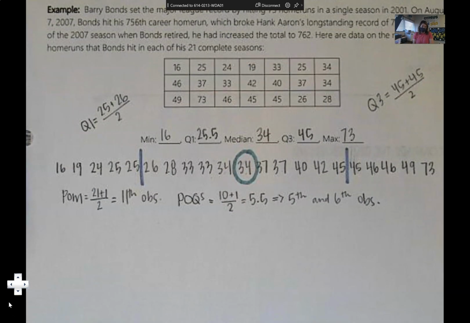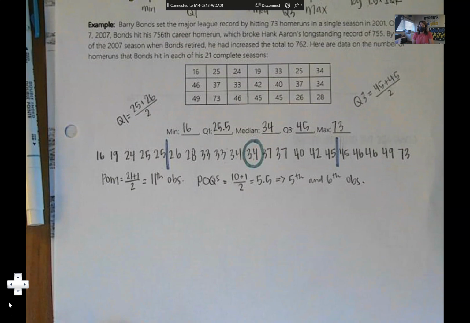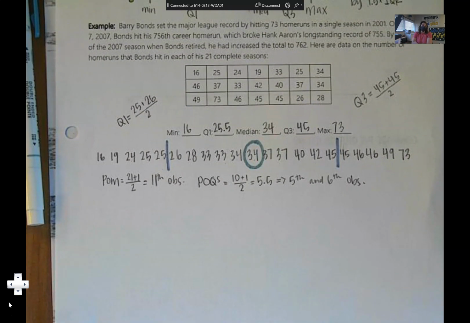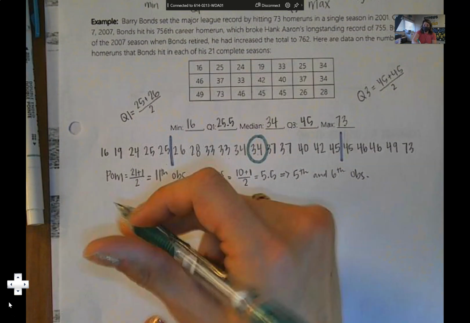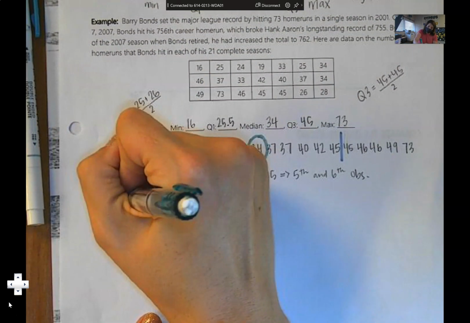You're hanging in? Okay. So the one last thing that we need to know is whether or not there are outliers in this data set. And when we say outliers, we mean legitimate outliers. So we have to do 1.5 times IQR. So step number 1, find IQR.